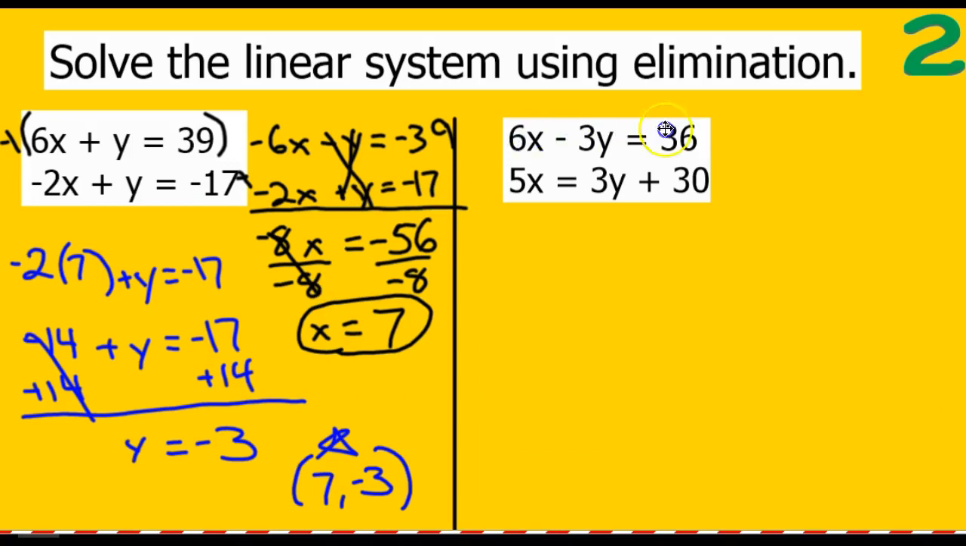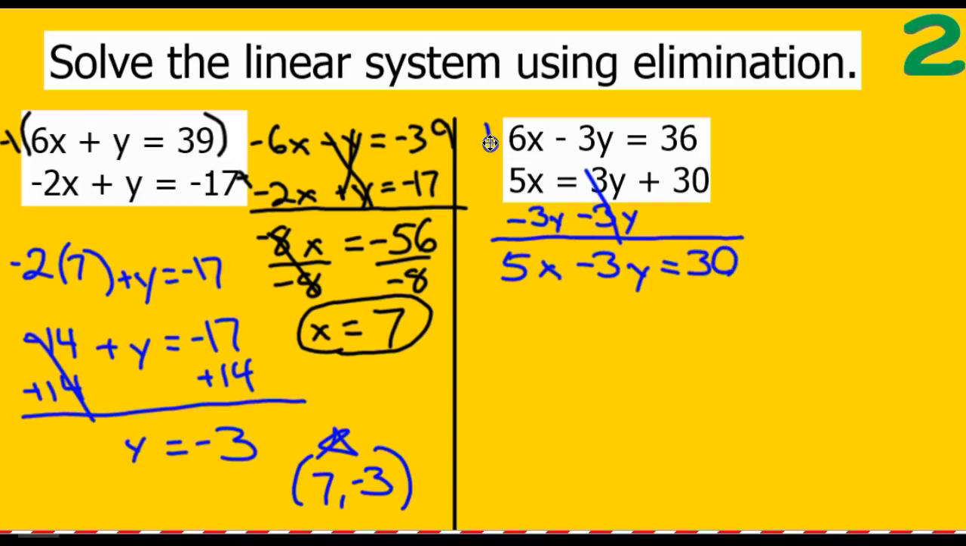Here we have 6x minus 3y equals 36 and 5x equals 3y plus 30. So we do have two 3y's, but they're not in the same order. We need to have them with our x and the y on the same side for both of our equations. So we need to move this 3y over to the other side. Now we do that by subtracting 3y. So we get 5x now minus 3y equals a positive 30.